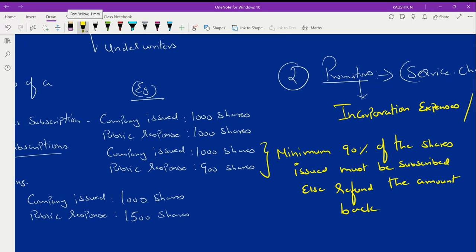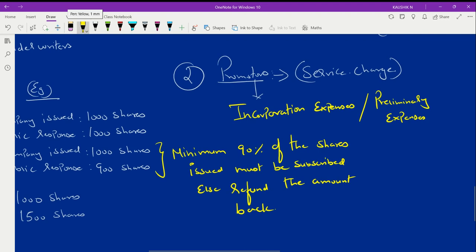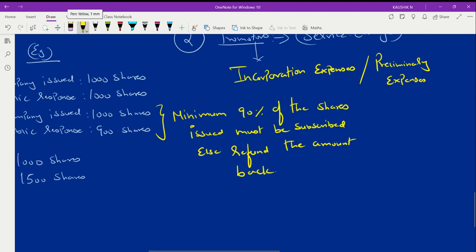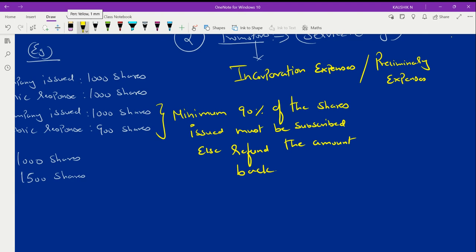Now, in this given example, the company has issued how much? 1000. Whereas the company has received how much? 900. So what I am saying is to check for minimum 90 percentage of the issued shares. Issued shares by the company are 1000. In 1000, what is 90 percentage? When you calculate it, 100 into 9 will give you 900. So you should have got 900 shares as a response from the public. If that is the case, yes, you can proceed further.